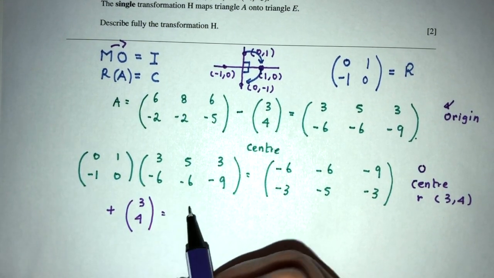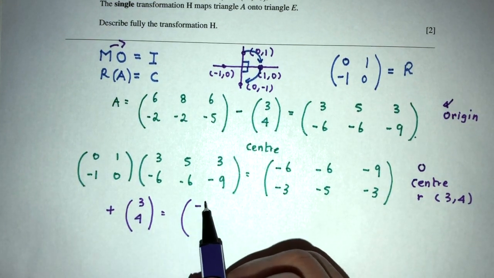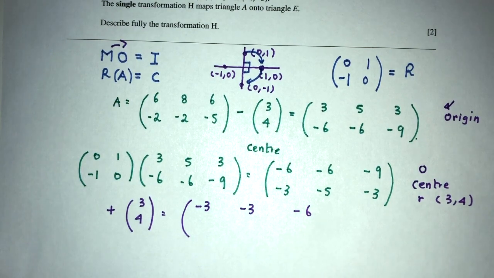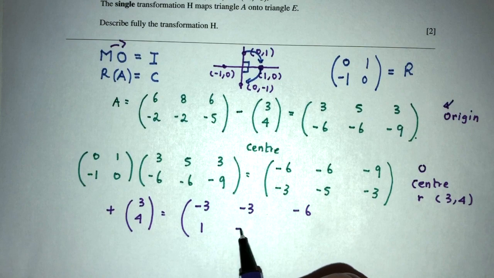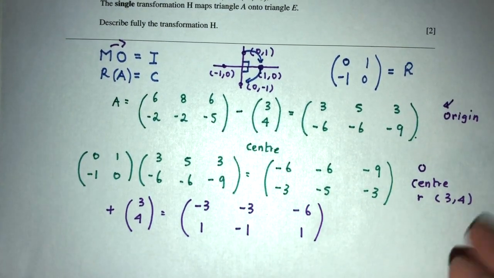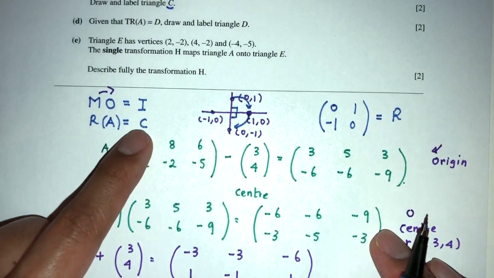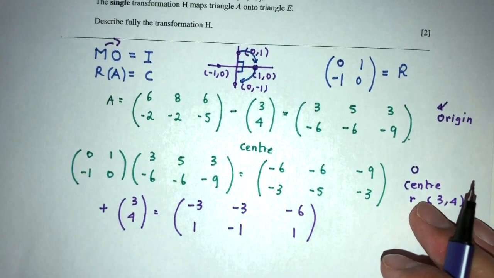Let's see what we get. You will have minus 6 plus 3, minus 3, that will be minus 3, minus 6, minus 3 plus 4, that will be 1, minus 1, 1. So basically the points for your resulting triangle C will be this one. As you can see, this was done step by step.